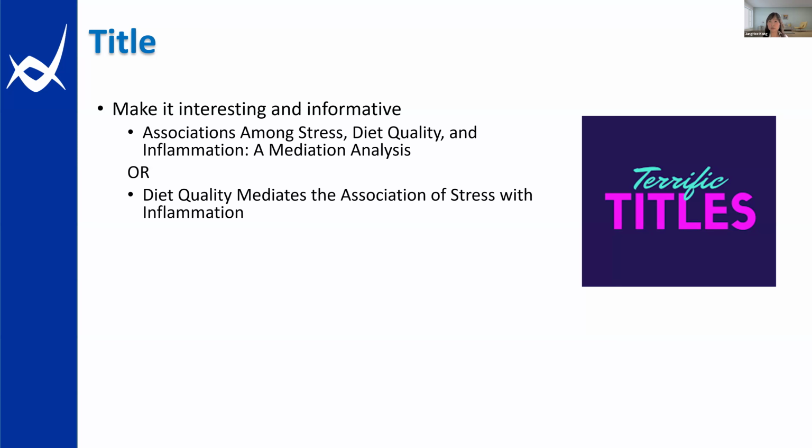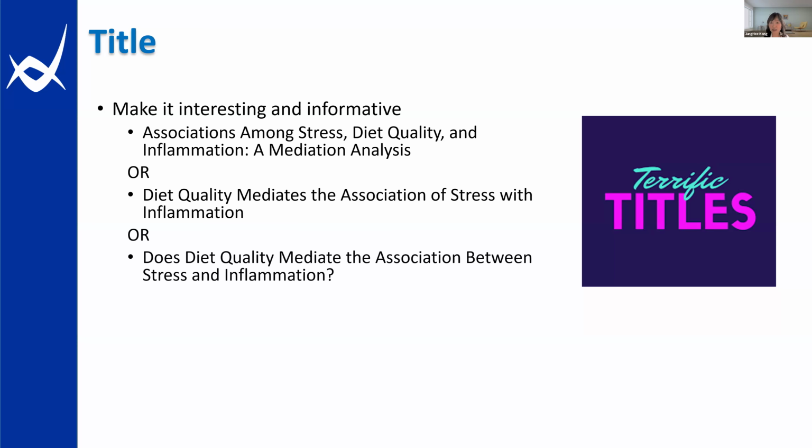But also, this was quite preferred for a while, but these days some journals and some conferences are saying do not put exact findings so clearly. So you could also say it in a question way: does diet quality mediate the association between stress and inflammation? And people might be like, I want to know if it is really mediating or if it's not, right? So you can choose what you think would be more informative or more interesting.